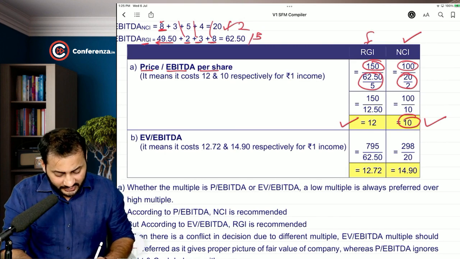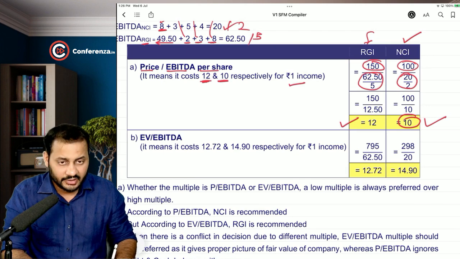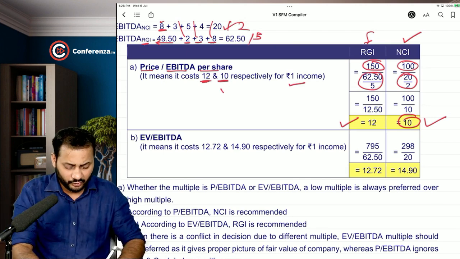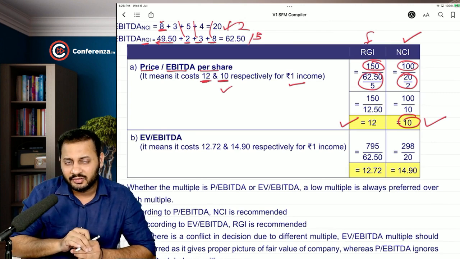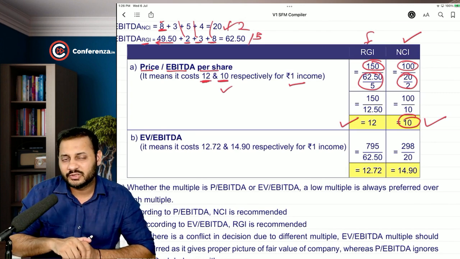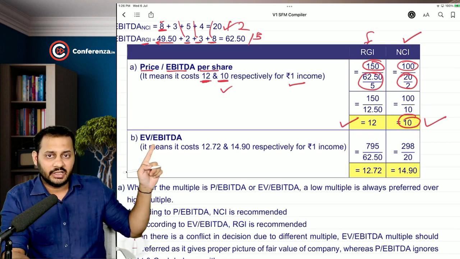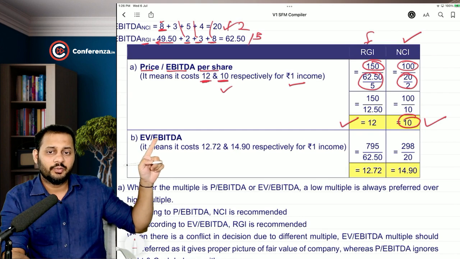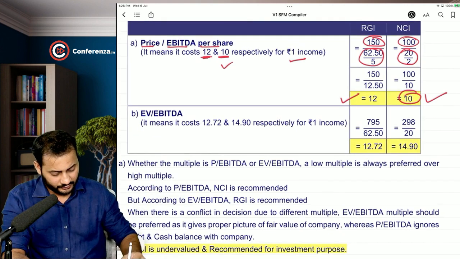See, it means it costs us 12 rupees in RGI and 10 rupees in NCI for the same 1 rupee of income. So we would prefer to pay 10 rupees. Right? If we are getting 1 rupee only, why would we choose to pay 12 rupees for the same amount? Then comes the EV by EBITDA. That means the enterprise value per rupee of earnings.